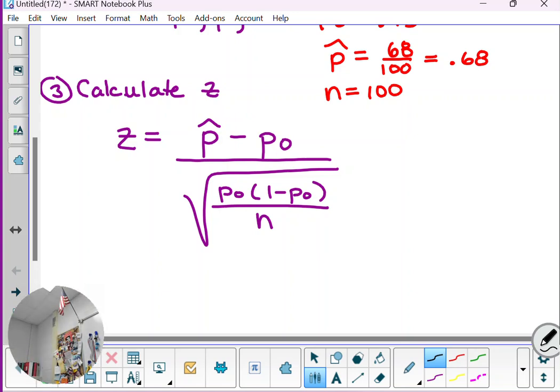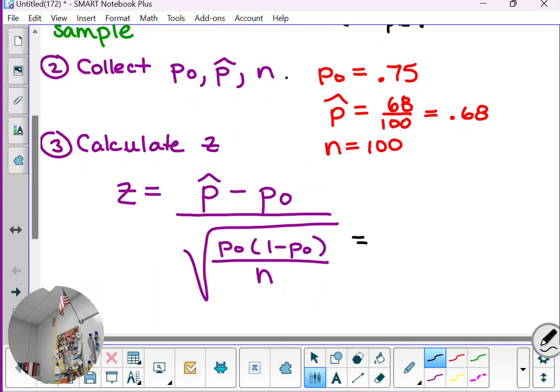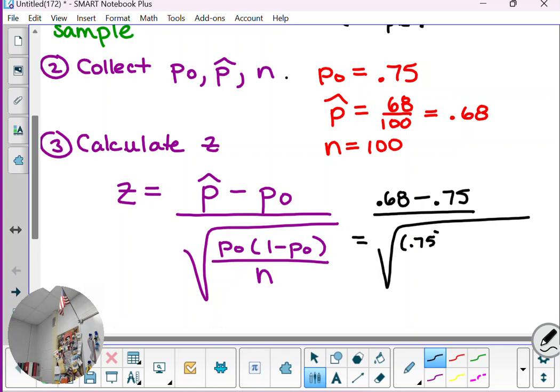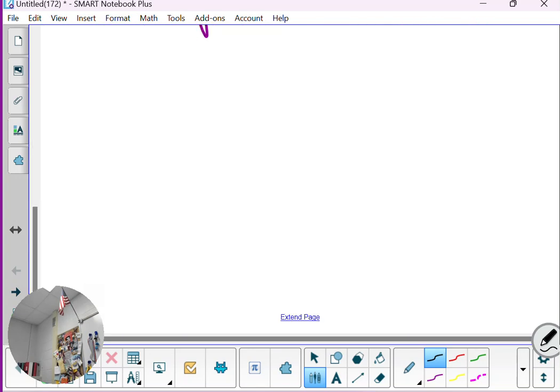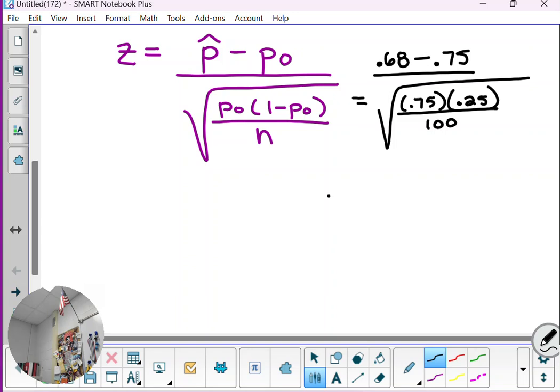And I'm just going to do this. So here we go. So 0.68 minus 0.75 over big square root, 0.75 times 0.25 over 100. It makes sense that we're going to get a negative number because we are doing a less than problem.